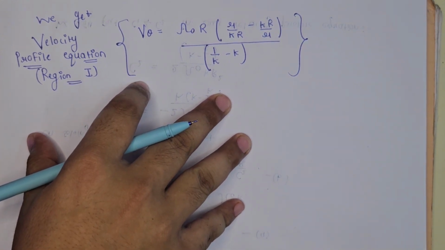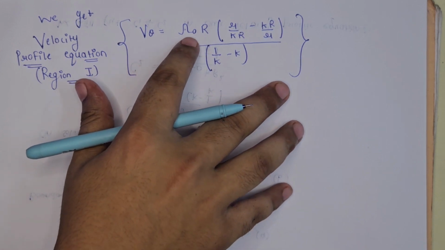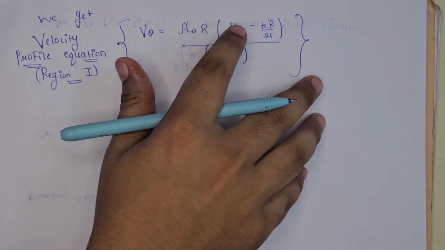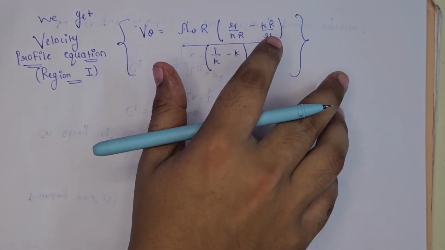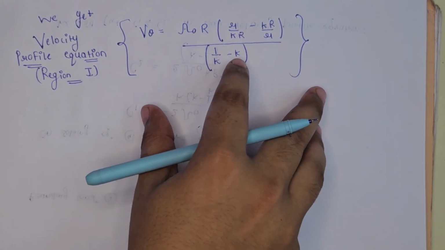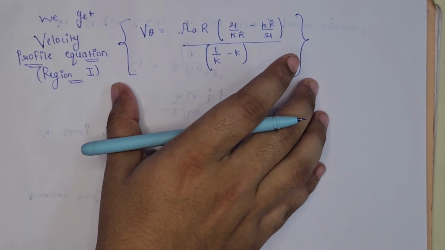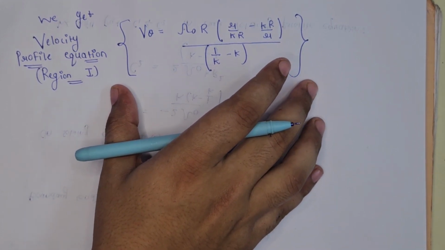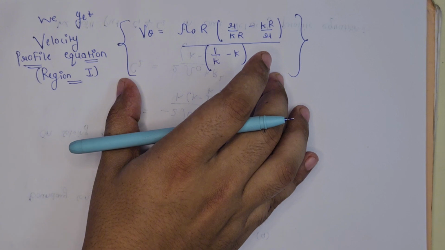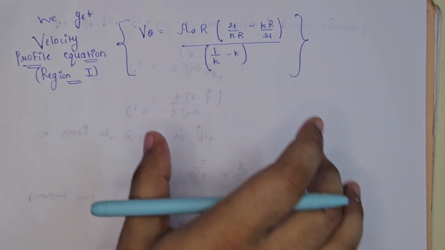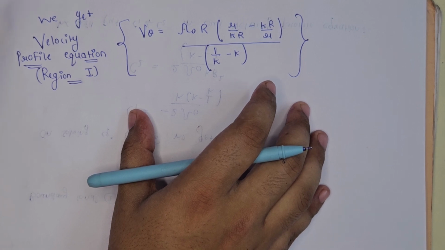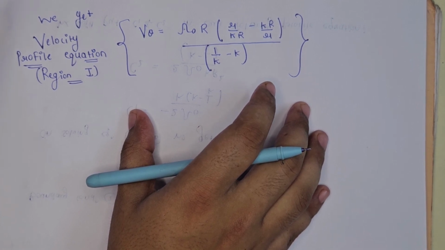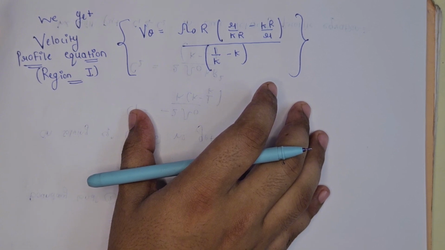the region 1 as v theta is equal to omega naught r into small r by kappa capital R minus kappa capital R by small r, upon 1 upon kappa minus kappa. So this will be the final velocity profile equation, and through this we will draw our velocity profile, which we will see further. Now for region 2, similarly we will do the derivation. We will be putting the boundary conditions and deriving the constants, and we will get the velocity profile equation.